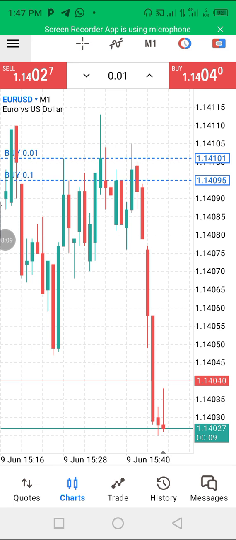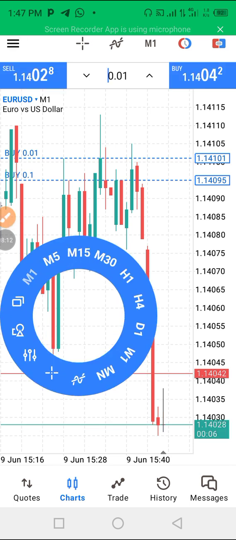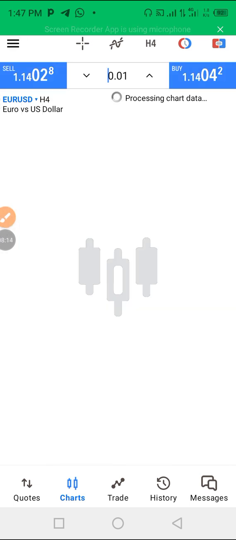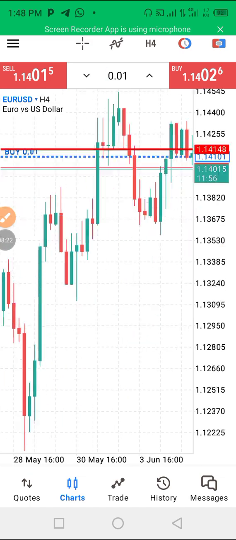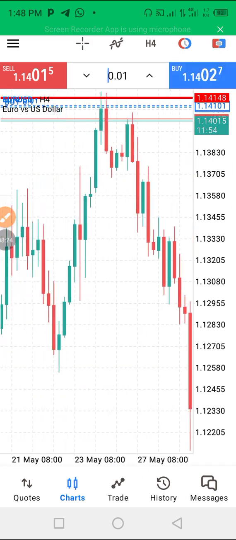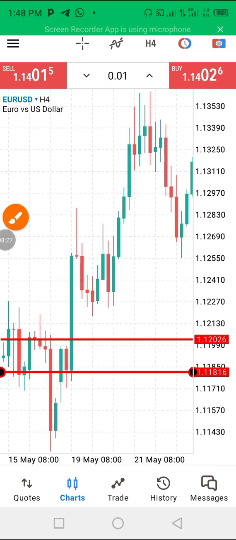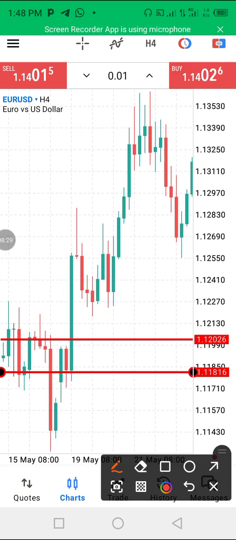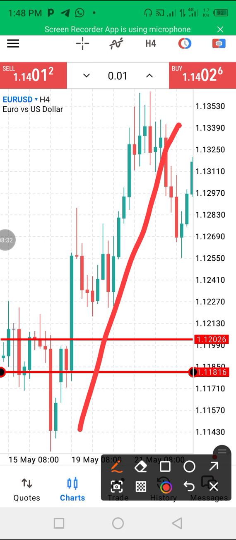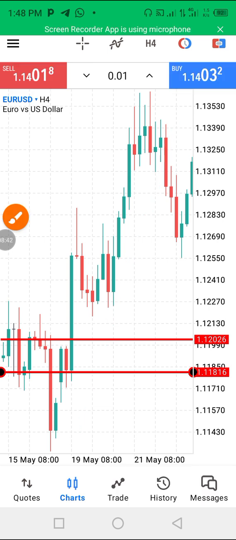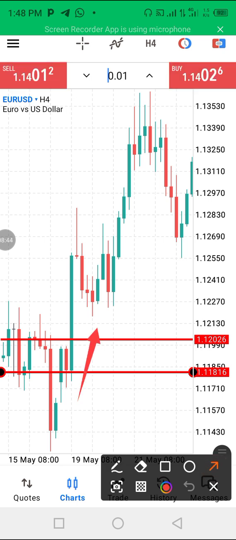Now, if you go to, let's go to the 4 hours chart. Let it load. On the 4 hours chart, you will see that, okay, here we have a bullish trend. Price went up. Can you see that? Price went up here. We had a bullish trend here. Can you see price going up here?